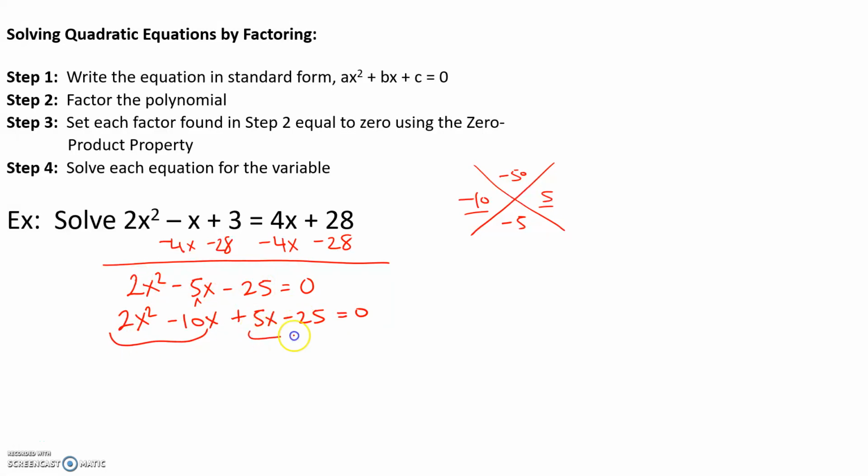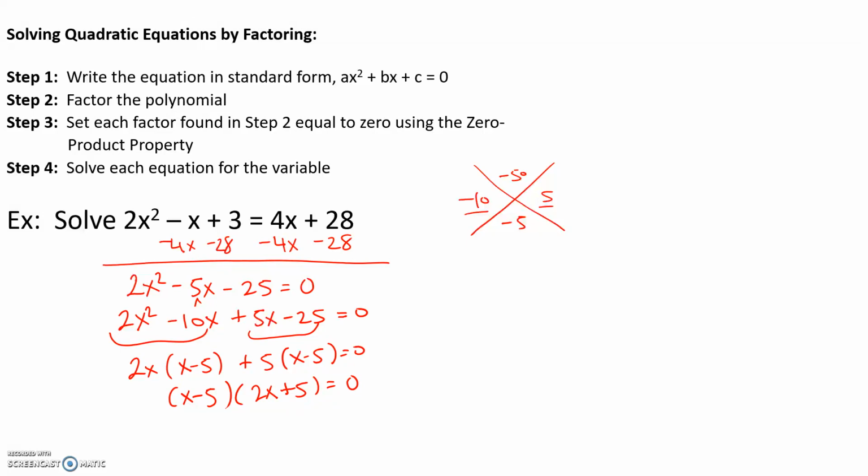Let's factor by grouping. From the first group, we can take out the 2x. That's the GCF. We're left with x minus 5. From the second group, we take out the 5. We're left with x minus 5. And now they have a common factor of x minus 5. So if we take that out, we have (x minus 5)(2x plus 5) equals 0.